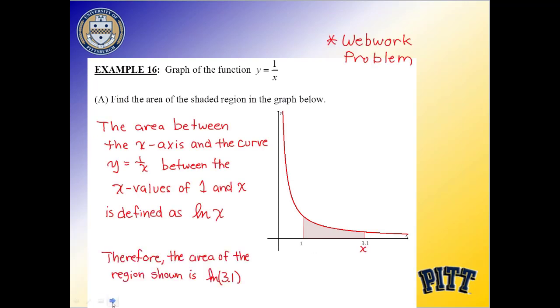Now you can leave it like that. And I believe even in WebWork, if you just give it that name, natural log 3.1 or ln 3.1, that's acceptable. If you want to put the decimal version in, make sure you use a lot of decimal places. If it's going to be something I have to round off, or I know it's going to be an irrational solution, I'll usually leave it as natural log 3.1 and let WebWork worry about the number of decimal places needed, and it'll account for that itself.